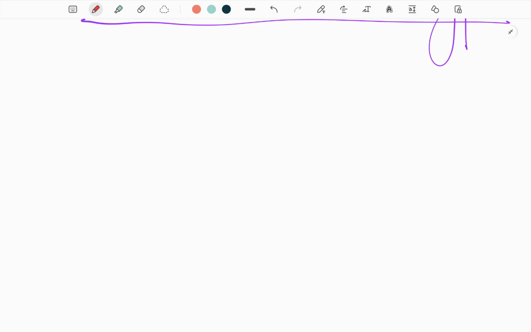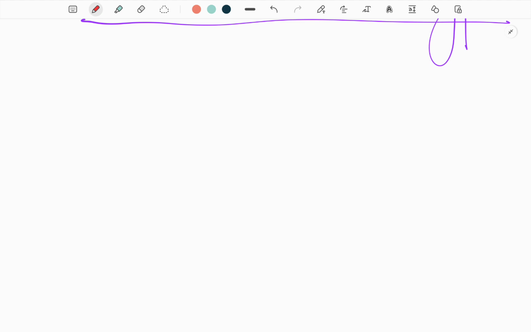So what do you mean by a relation? When we say relation, it means if there is a connection between two sets and we want to establish a relationship between them, then we can use the concept of relation.